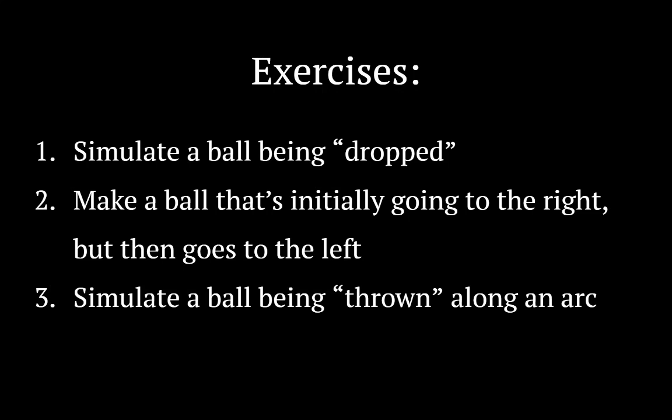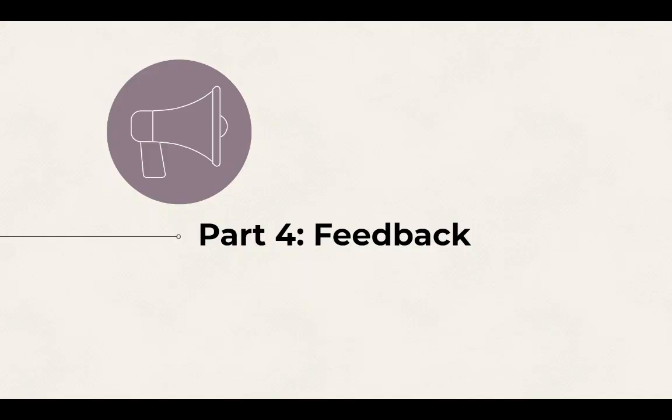Exercise 2 is going to be making a ball that's initially going to the right, and then it's going to slow down and start going to the left. Part 3 has a lot more physics involved. We're going to simulate a ball being thrown along an arc. So it's going to be thrown, let's say, in the positive x direction and the positive y direction, and then gravity is going to make it arc and fall down, just like if you were to throw a baseball in the air. And yeah, that's it for our exercises.